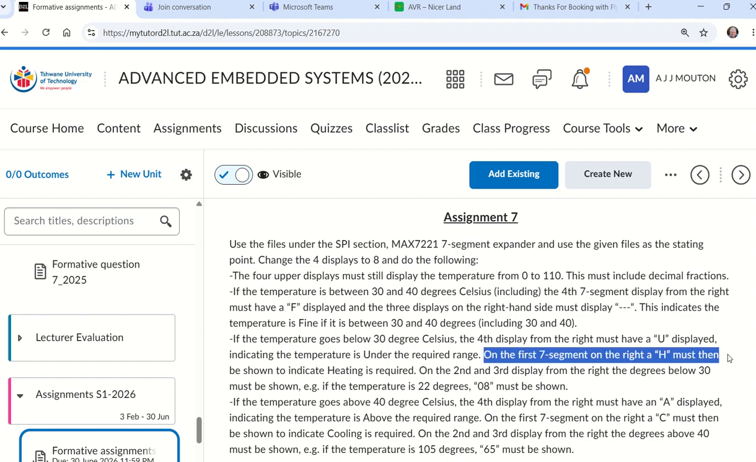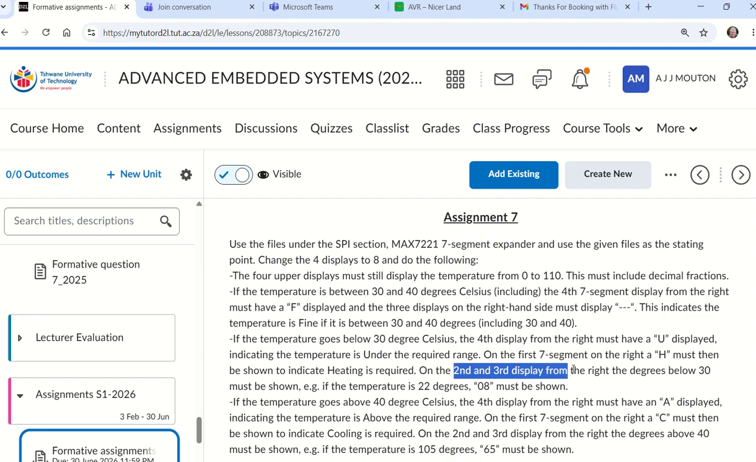And then what I've said here is that you should put an H on the least significant display, which tells us that heating is required. On the 2nd and 3rd display from the right, I must display the difference. For instance, if it's too low, I want to see how many degrees too low it is. So in other words, if the temperature is 22 degrees, it is 8 degrees Celsius below what we expect.